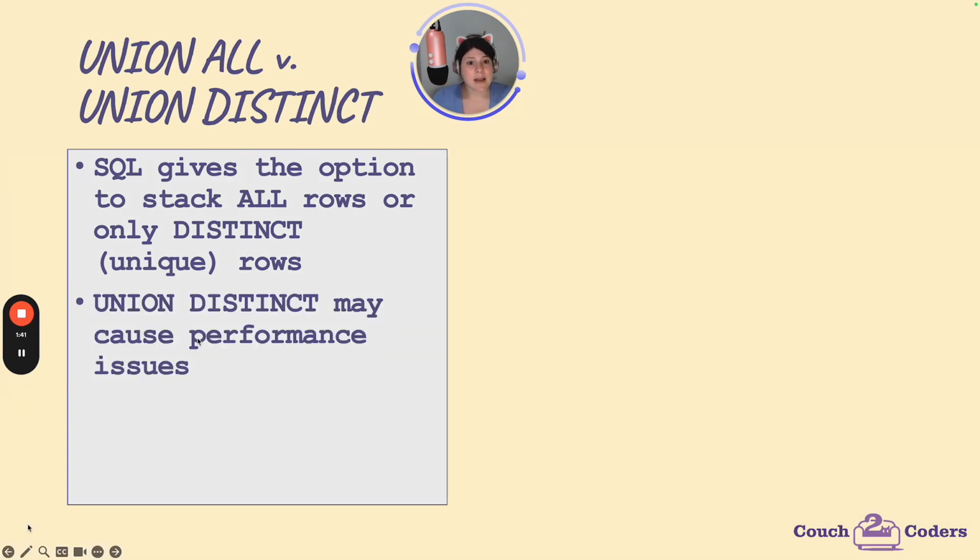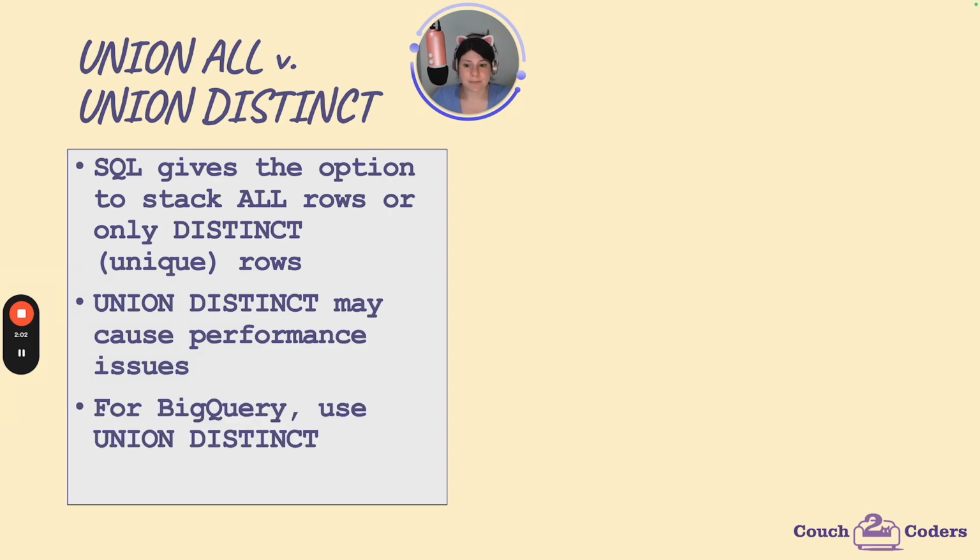Union distinct may cause performance issues. I tested this in BigQuery, and with the tables that we're working with, I didn't notice any measurable impact in terms of performance. But I did see on the internet that certain SQL packages, if you're not using Google BigQuery, might have some performance issues. For BigQuery, since we don't have any performance issues between the union all and the union distinct, we should go ahead and just default to a union distinct. And I'll tell you why in a second.